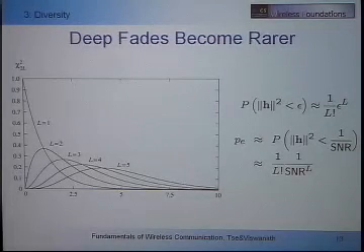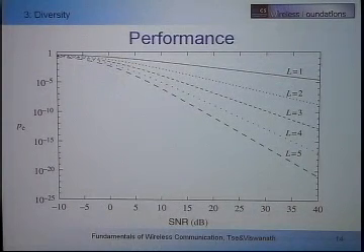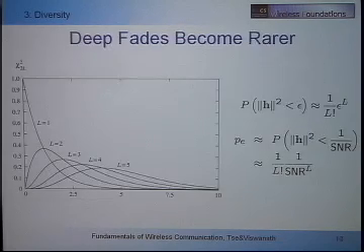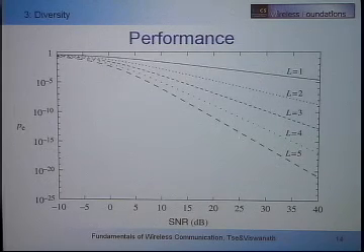When you have no diversity, if one component dies, then you die. When you have diversity, you die only when all L components die. And those are independent events. Each occurs roughly with probability 1 over SNR. So therefore, the probability is 1 over SNR to the power L. If I look at this curve, the slope of this curve is precisely negative this power. Okay? So as I increase L, the slope of this curve increases.